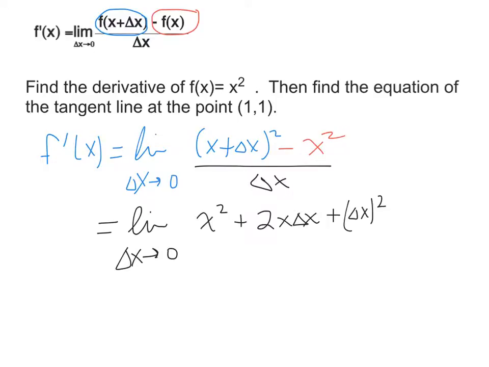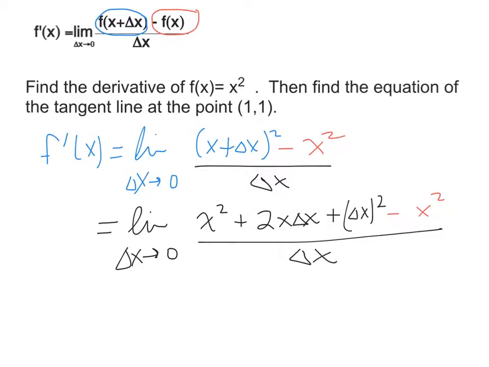Then I'm going to subtract the x squared on top over the delta x. Okay, all I did there, if you're following along, all I did was expand this binomial. This minus x squared is still here, the delta x is still on bottom. This right here is going to be the square of that binomial. That's some Algebra 1, Algebra 2 stuff.